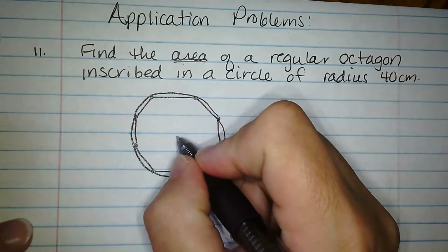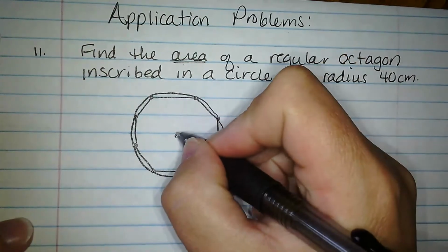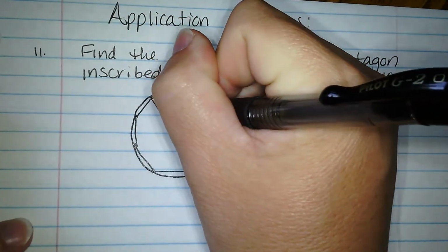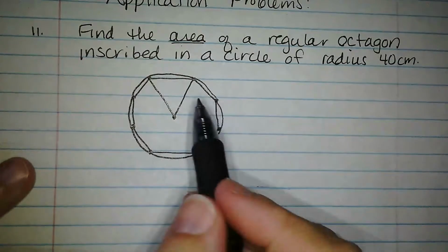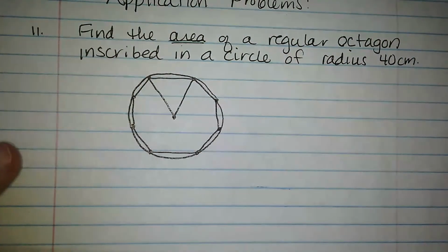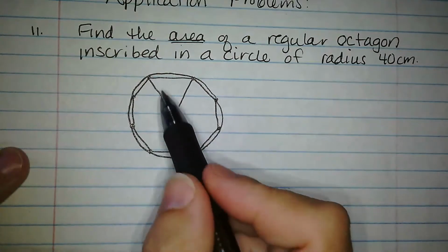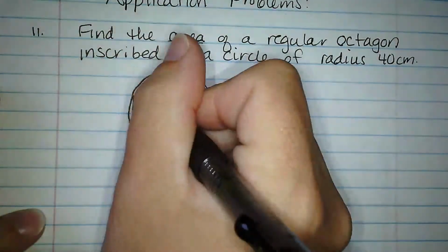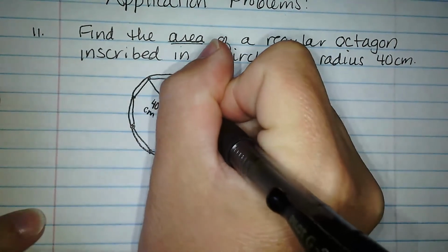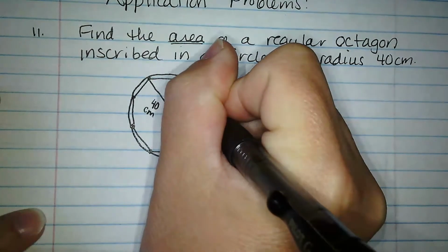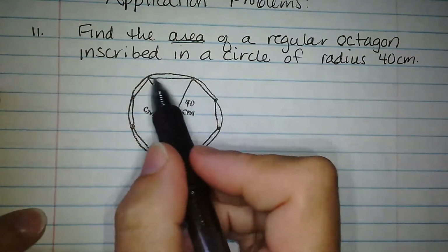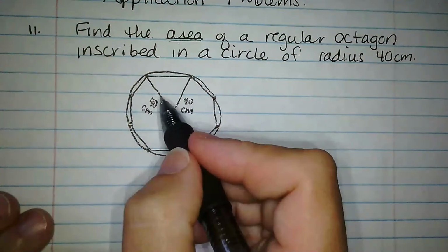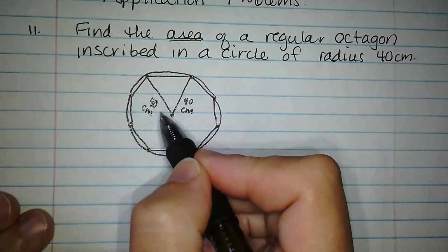So you know a radius is from the center point of your circle to the circumference. That's a radius. So if I draw 2 radii, I now have an isosceles triangle. I have 2 sides that are equal, and they're both going to be 40 centimeters. That's what the radius is. And I have a triangle that I can actually find the area of. There's only one problem. What is this angle right here, this vertex angle?